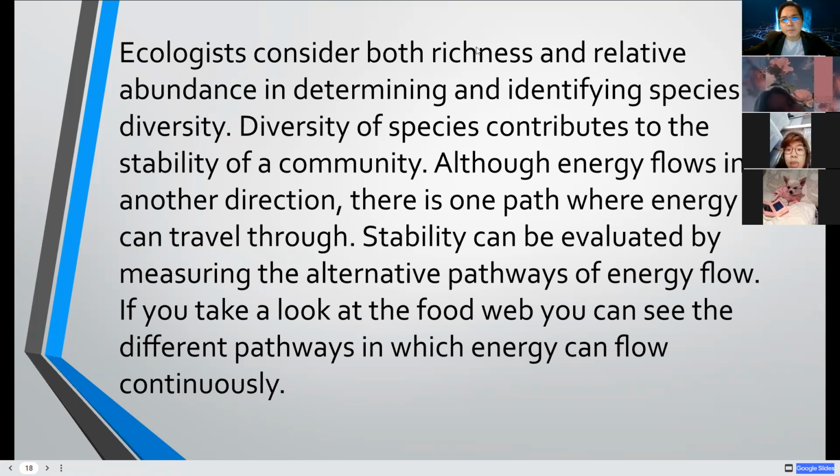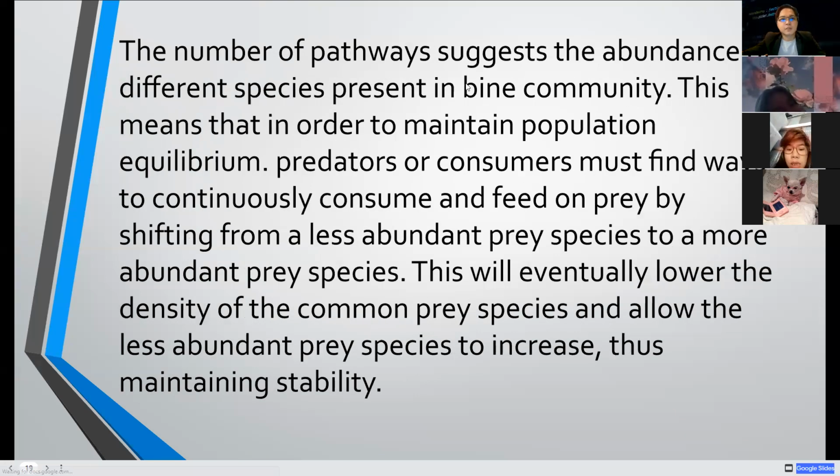Are you still with me, everybody? Yes. All right. The number of pathways suggests the abundance of different species present in a community. This means that in order to maintain population equilibrium, predators or consumers must find ways to continuously feed on prey by shifting from less abundant prey species to more abundant prey species. This is also the ecological importance of predators. They need to consume prey to balance the ecosystem.